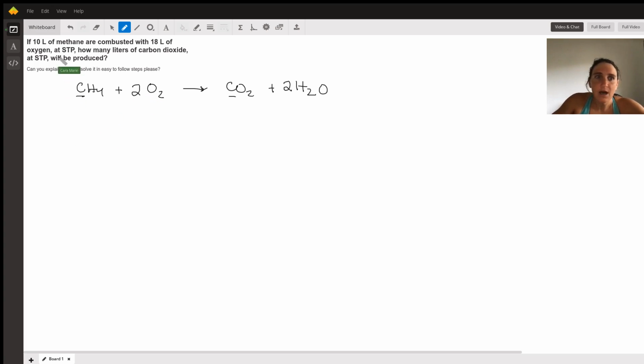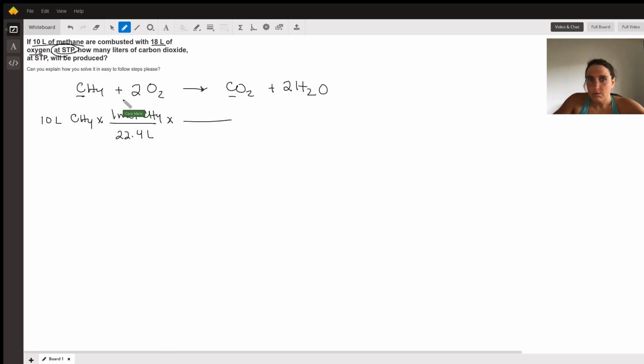And then what we're going to do is look at our initial conditions. So we have 10 liters of methane. And because they tell us that this is at STP, we know that for every mole of any gas at STP, there's 22.4 liters of that gas, right?